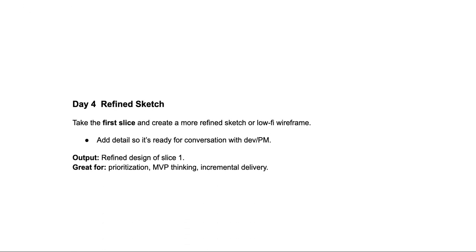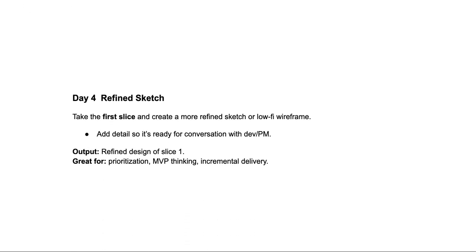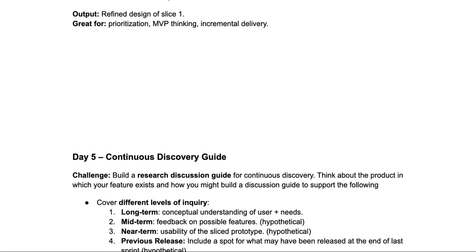On day 4, create a refined sketch of that first slice. So after you've prioritized your slices, pick that first slice and create a very refined sketch of it and how it exists in the experience without everything else. So this would be something that you would use to communicate to your team to say, hey, this is exactly what I think this should look like, and this should support you in your next push to deliver something.